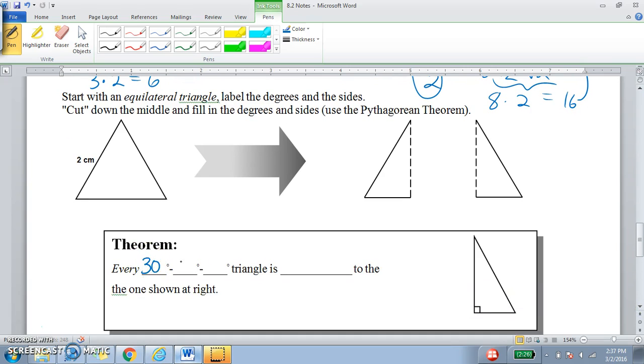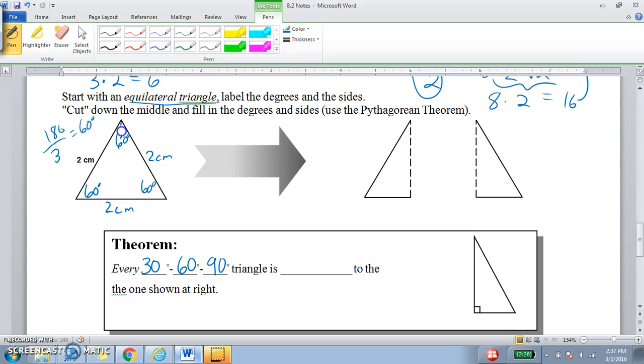This one is called a 30, 60, 90 triangle. So where this one comes from is an equilateral triangle. Equilateral meaning all the sides are the same and all the angles are the same. So if I have a triangle and I know the 3 angles add up to 180 degrees, if I take 180 and divide by 3 evenly, I get 60 degrees. So each of these angles is 60 degrees.